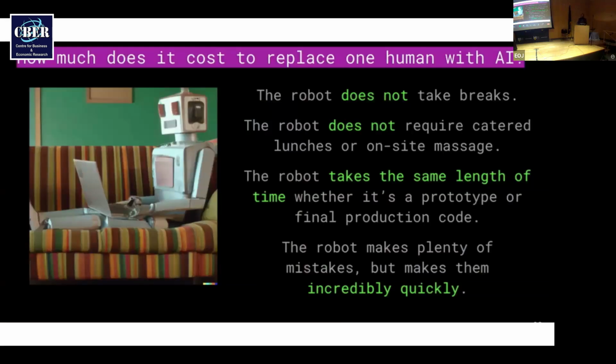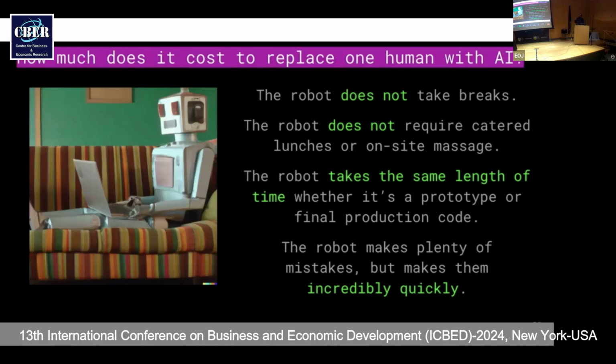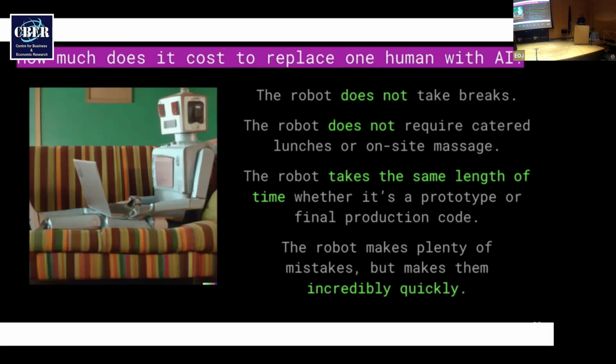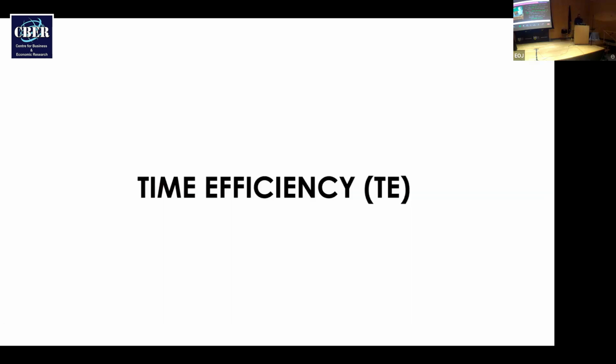It actually isn't surprising. Here are the qualitative aspects of it. Here is the rationale behind why we're accelerating to this future. Robots do not take breaks. Robots do not require catered lunches or on-site massages. They take the same time whether they're prototyping, starting something new, or building something in production, and a robot makes plenty of mistakes, and it does it incredibly quickly.